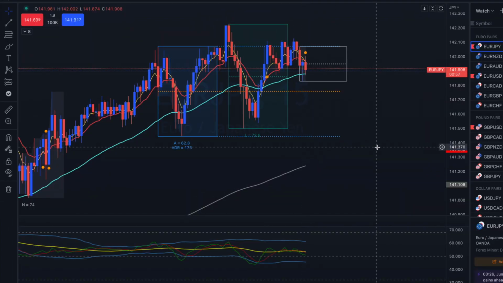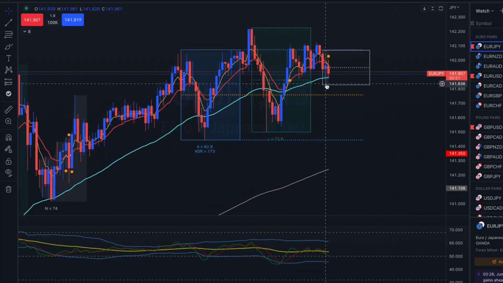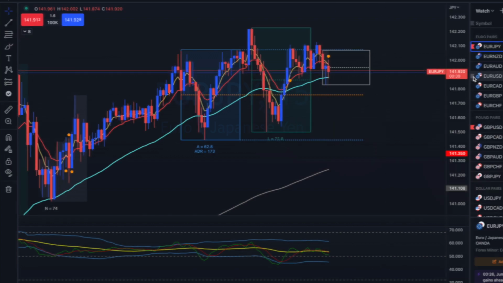Euro JPY seems to be holding pretty good so far to that 50. We'll keep an eye on this, and again, we still have to have an entry setup. We don't have an entry setup yet on this at all, so until we get that, we don't enter into anything.